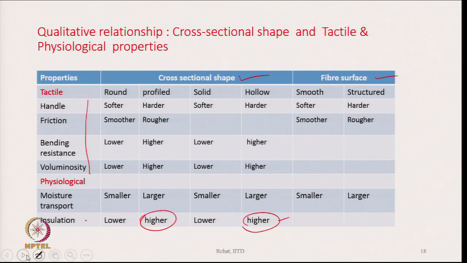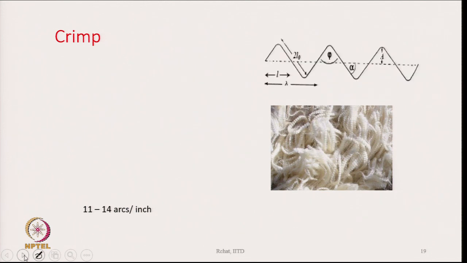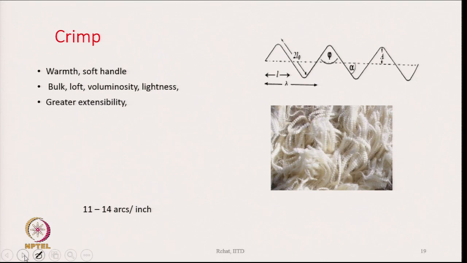Okay. So, these are the different properties and how they are affected is given here. Let us now move to the next one, called crimp. Does crimp have any role? The idea is, yes, crimp also has a certain role to play.